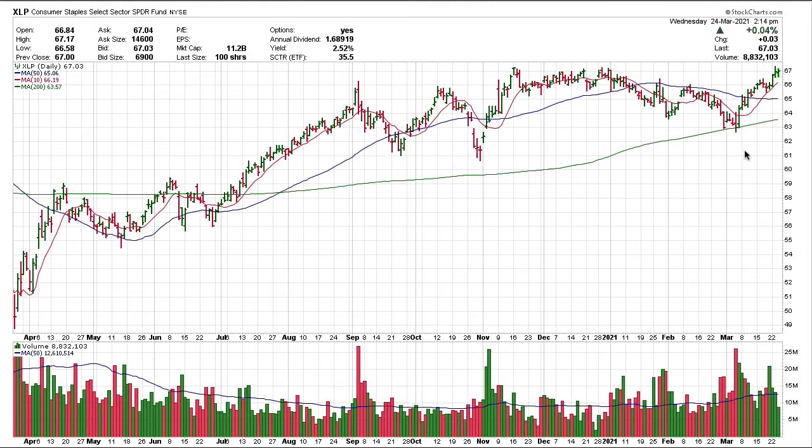Now, I did mention earlier that the aggression index is starting to act weak. And we can see here that this is the consumer staples ETF. Well, it's a spider fund. I guess it's an ETF. Point being, you can see here that we're starting to see an uptrend. Now, these are defensive stocks. This is like Kellogg's Corn Flakes. This is stuff that is very predictable.